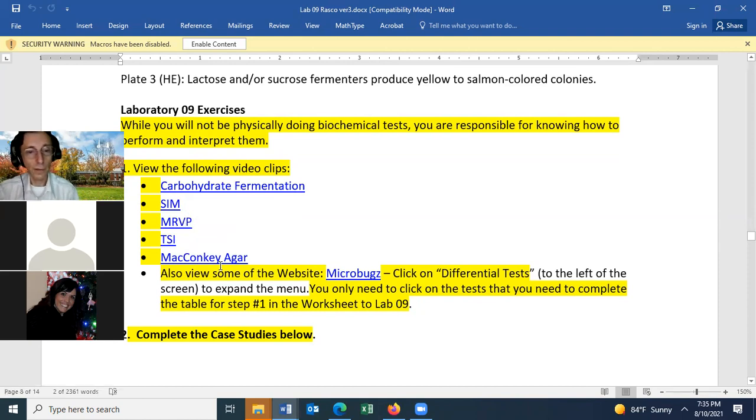You also have to view some of the website Microbuzz. Click on the differential test. It'll be a button on the left over here to expand the menu. You only have to look on the Microbuzz website for answering the questions on step 1 of worksheet lab 9. Let me show you that.